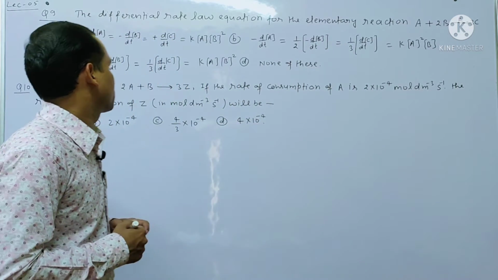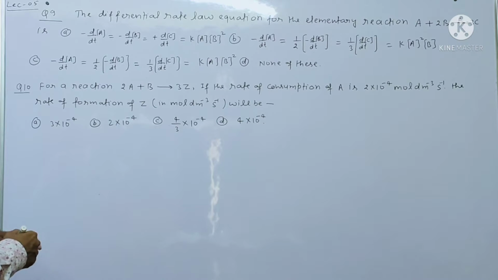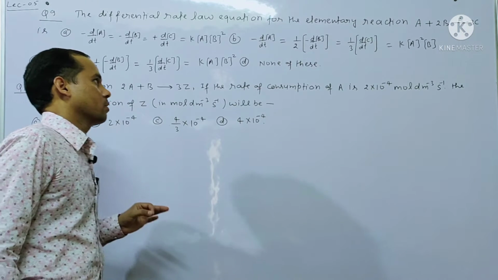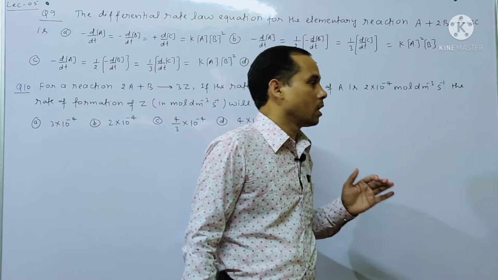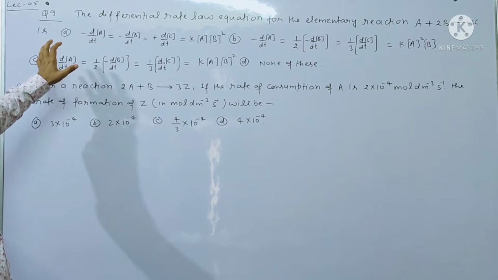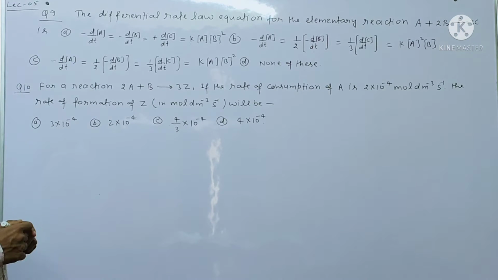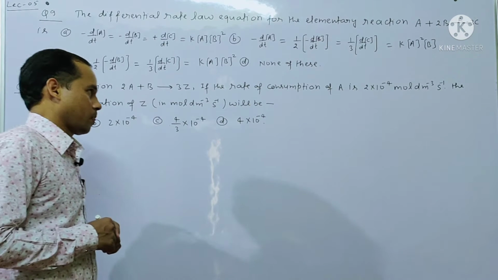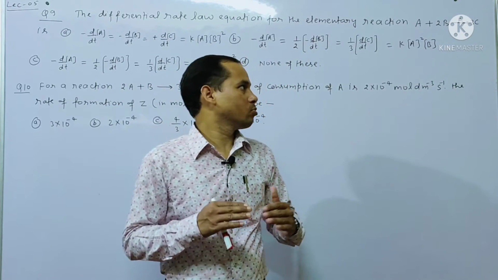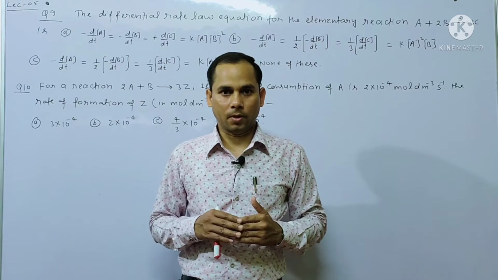Question number 9: what is the differential rate law equation for the elementary reaction A plus 2B gives 3C? So we have to calculate the differential rate law expression.